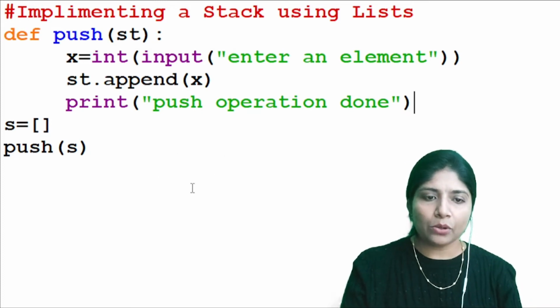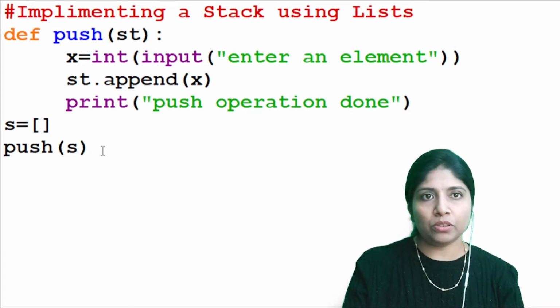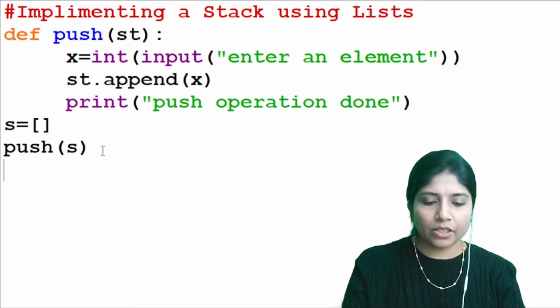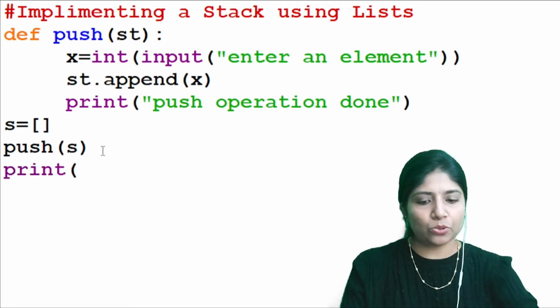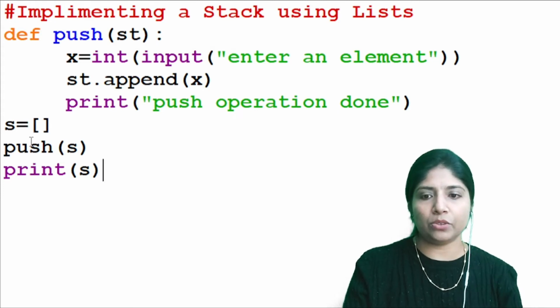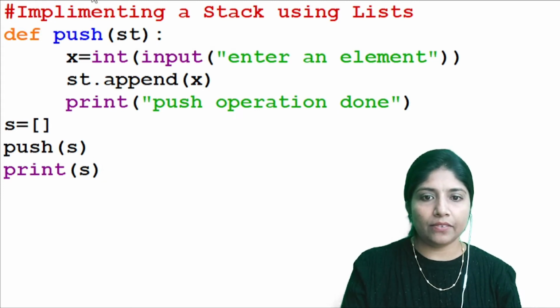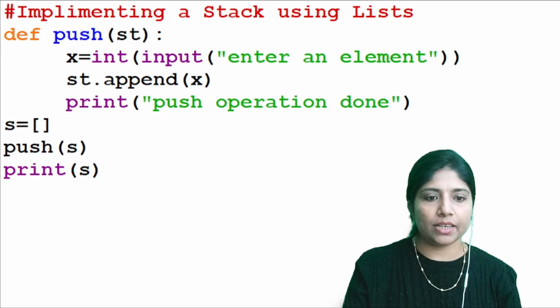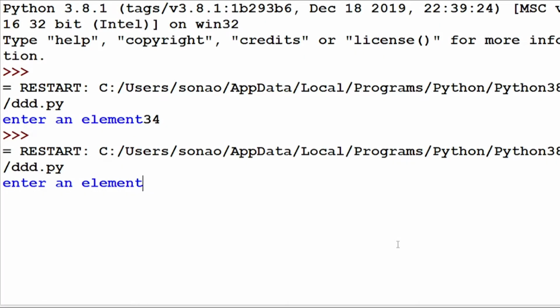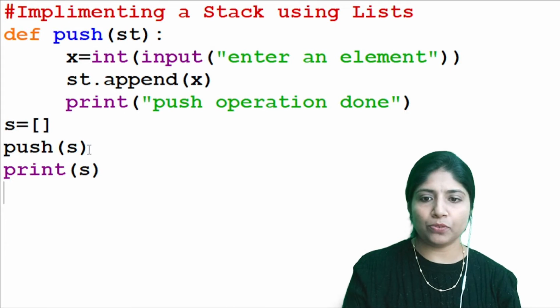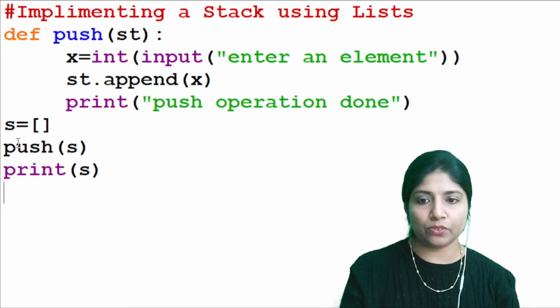Okay. I also want to see the output or the contents inside the stack. So I'll be printing the stack also after the push operation so that I can see the value which I just now entered into the stack. Enter an element. I am entering 34 again. So I received the message push operation done, and then the content of the stack has also been displayed, which is 34 inside a list. Let's call this push function a few more times and print the content of the list.